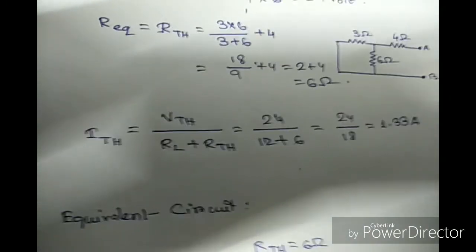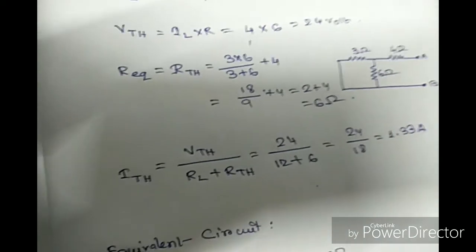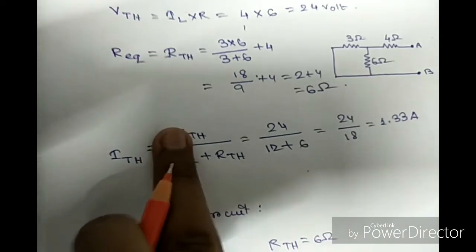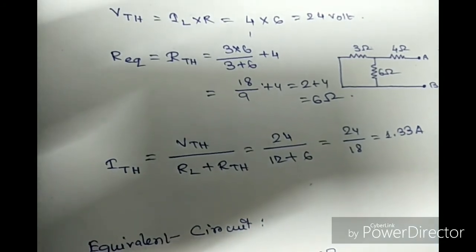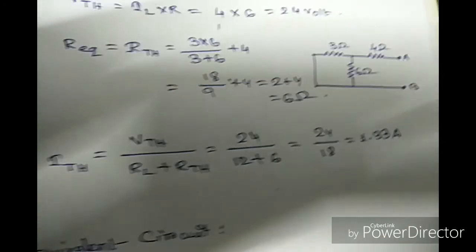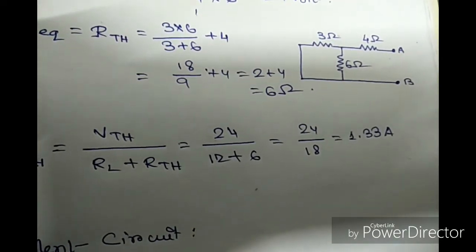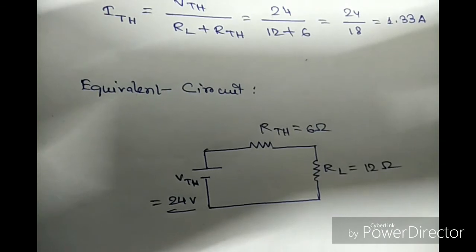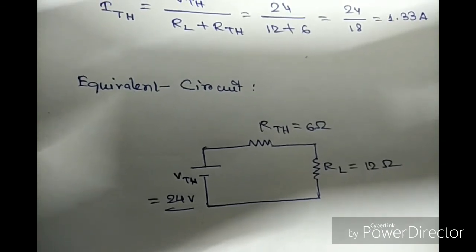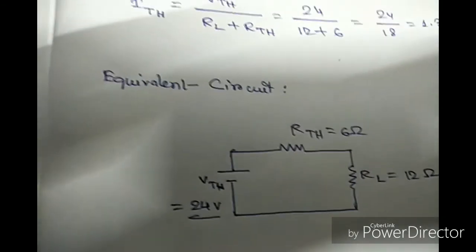And the final calculation is for the Thevenin's current, and the formula is Thevenin's voltage divided by load resistance plus Thevenin's resistance. After calculation I get 1.33 ampere, and after that finally we have to draw the equivalent circuit. If we do not draw this, we do not get the full marks. So it is important to draw the equivalent circuit after calculation, and the equivalent circuit will be this.